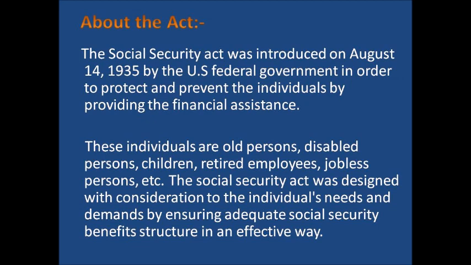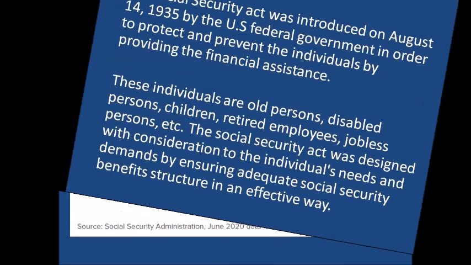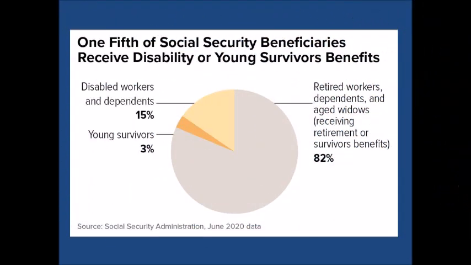So, we can say, in addition to several provisions for the general welfare, the new act was created, that is Social Security Act 1935, with the motive to provide financial help to the specific section of persons, including old persons of age group 65 or more, disabled persons, unemployed persons, and retired employees.